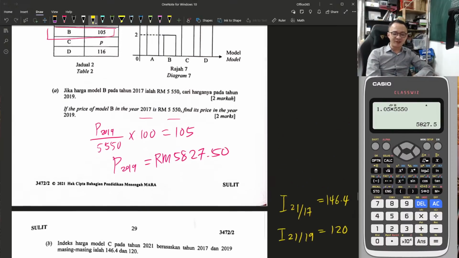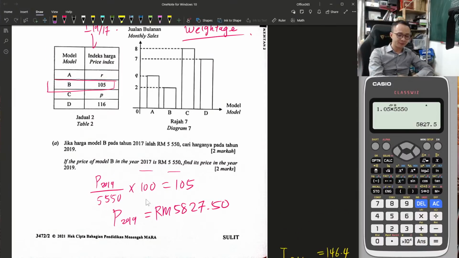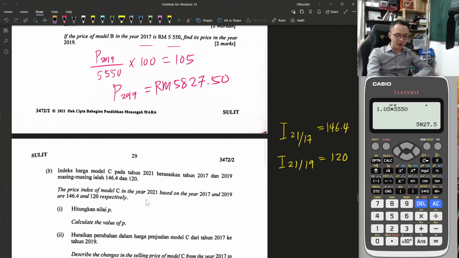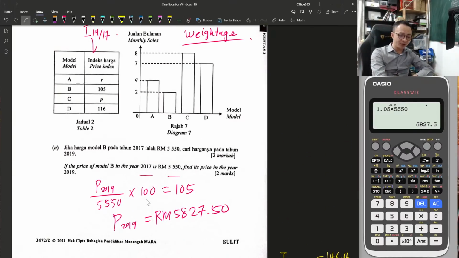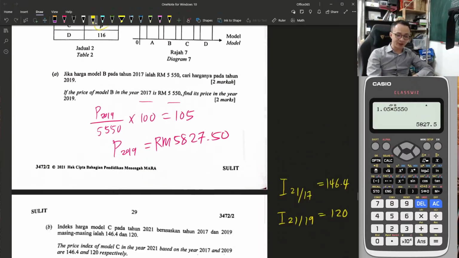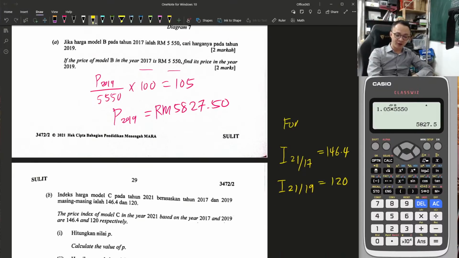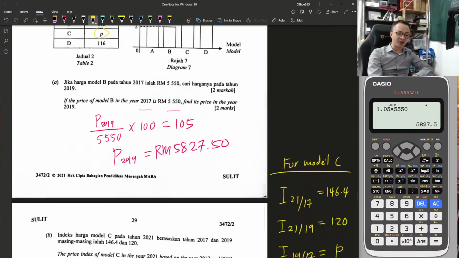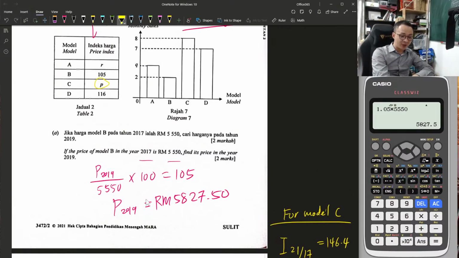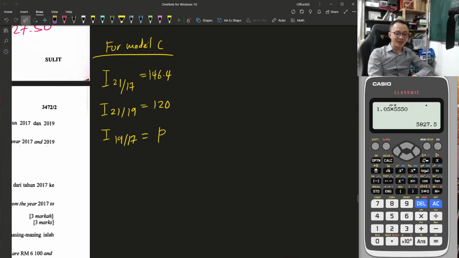So if I want to find the value of P here, right now we are talking about motorcycle C, so this one is for model C. We also know that 19/17 is P, based on the question. After I understand this, I will apply a chain rule here. But this is how the chain rule works.